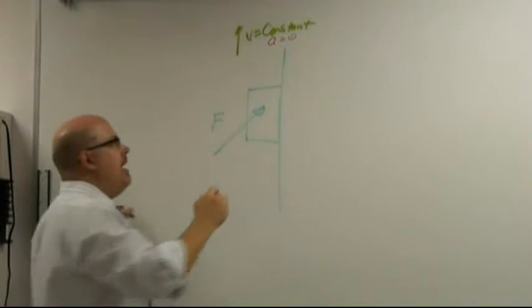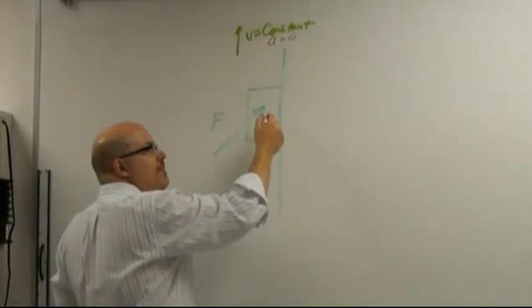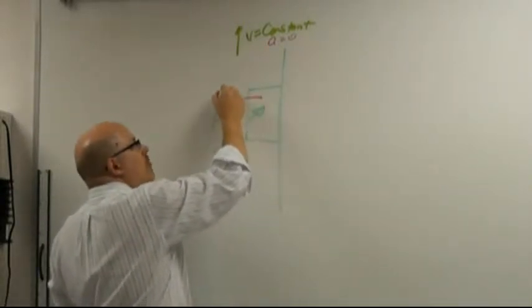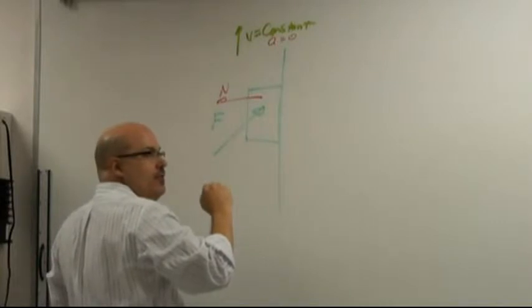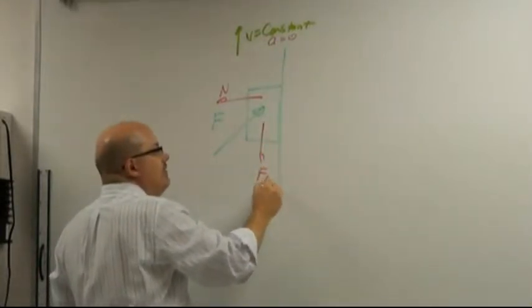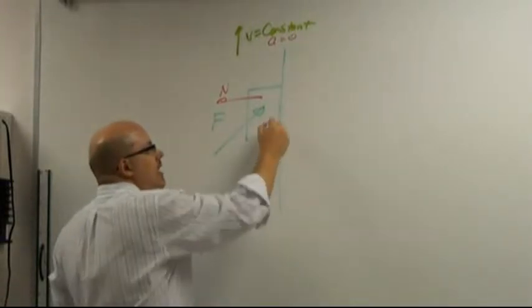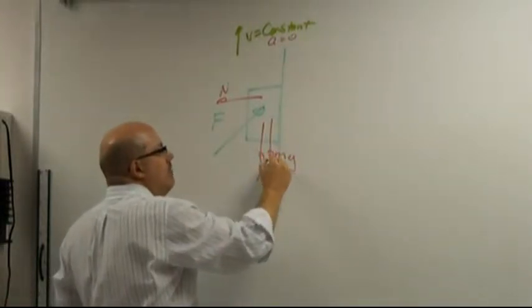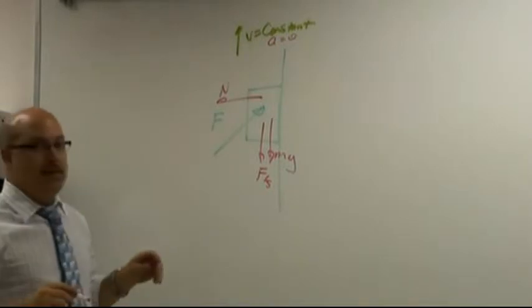All right, so what forces do we have? Normal. Which way? To the left, horizontal. What else we got? Friction. Friction, which way? Down. What else? You got gravity, mg going down. They're equal. And then is there anything else?